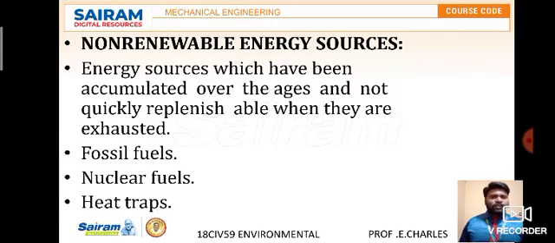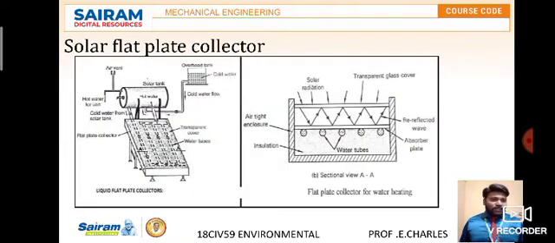Coming to non-renewable energy resources, if we use them, they will come to an end, so there is no more availability of those particular sources. Those are called non-renewable energy resources. The definition given is: energy sources which have been accumulated over the ages and are not quickly replenishable when they are exhausted. They are fossil fuels, nuclear fuels, and heat traps. In that, first I'm going to talk about the solar flat plate collector.